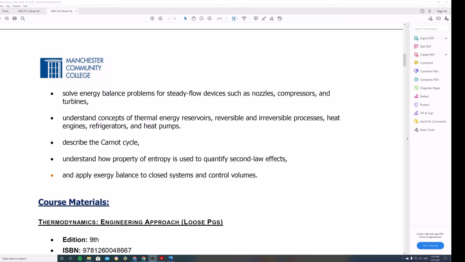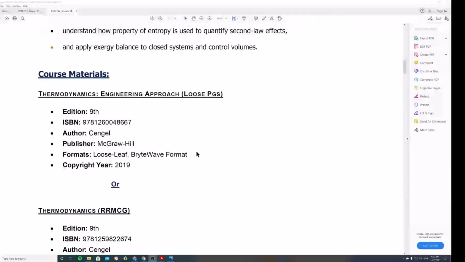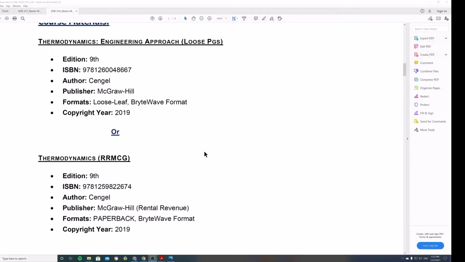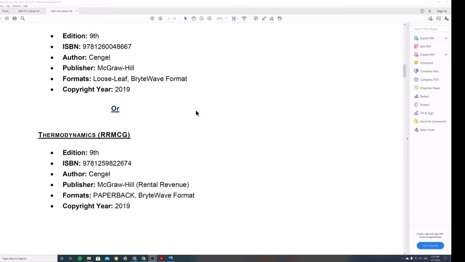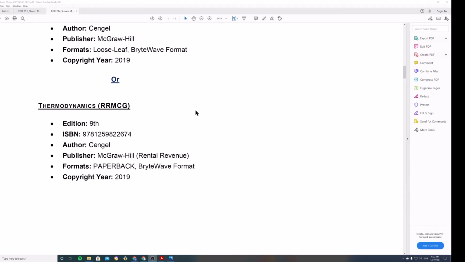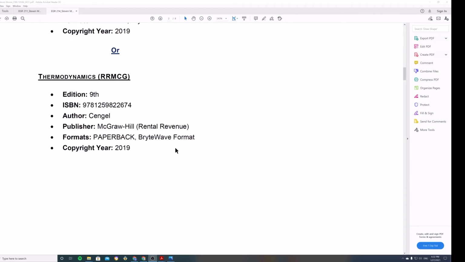A few others related to that: the Carnot cycle, second law effects of entropy, and exergy. We're going to look at exergy also. All right, so textbook. We have some choices here, and I'll be using the problem set from the textbook. Okay, and I'm going to be pretty much following along in the textbook.